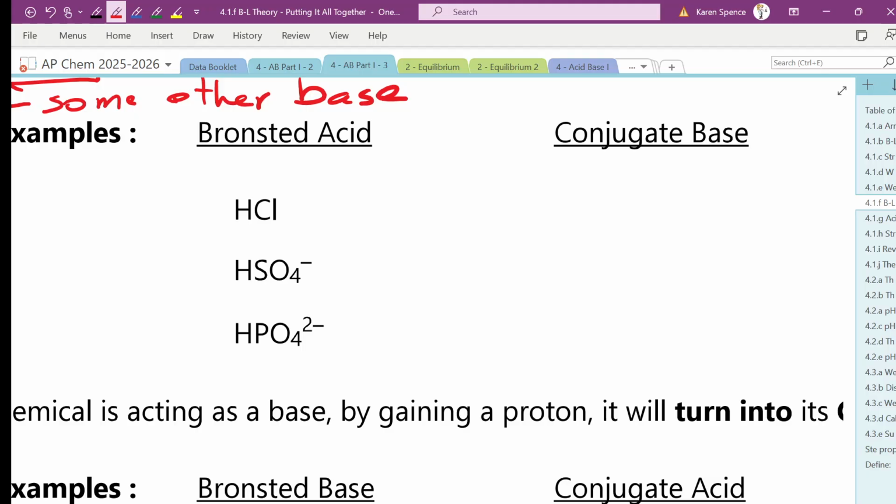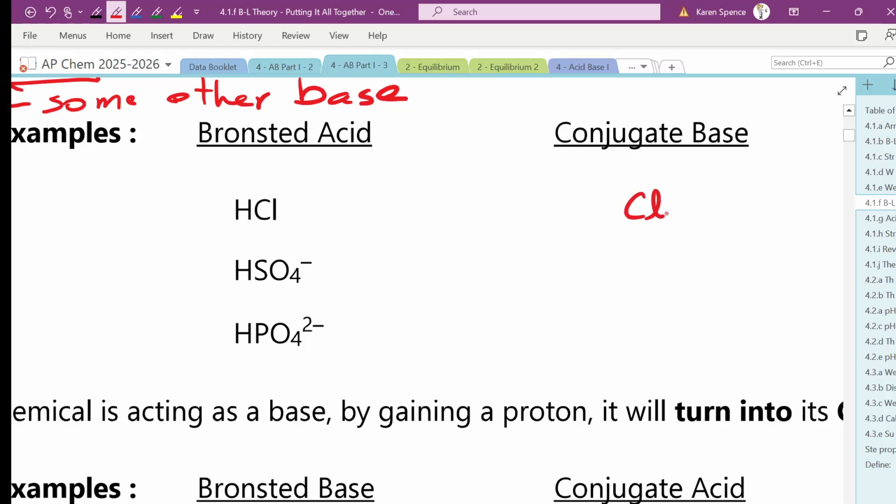Give me a little wave when you're finished. Anyone need more time? No. Okay. Stephen, who is the conjugate base of HCl?